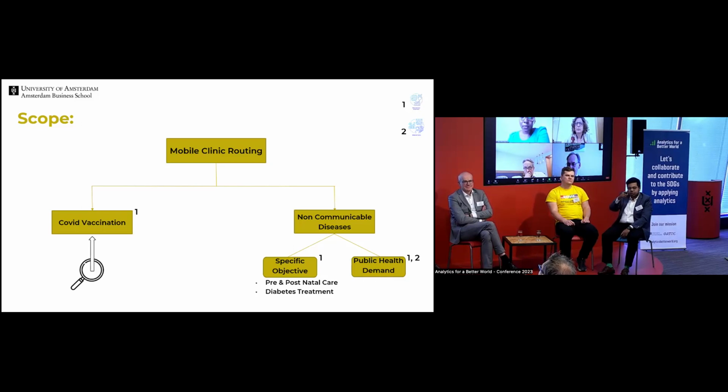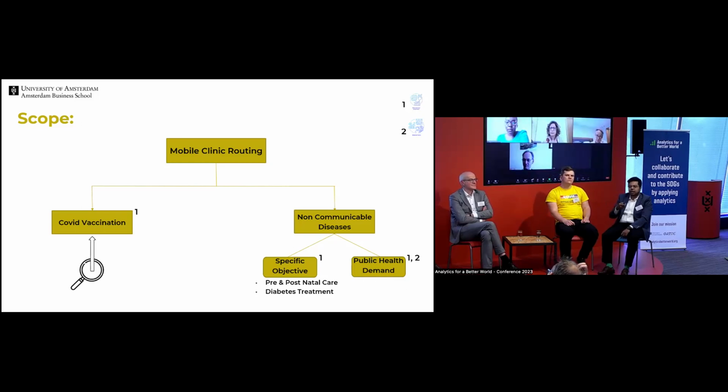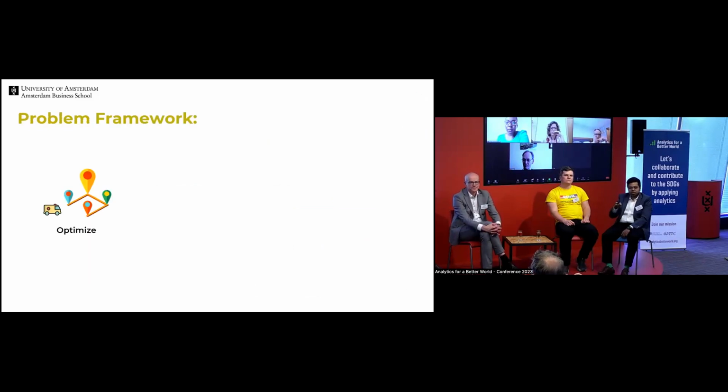The ones and twos that you see are just labels for the type of analytics that we can bring in. For example, in public health, one idea would be to incorporate predictive analytics to predict the need for public health in different regions and then do the optimal routing for the clinics. But for the rest of this presentation, we'll only focus on the COVID vaccination case because that's what we're currently working on.